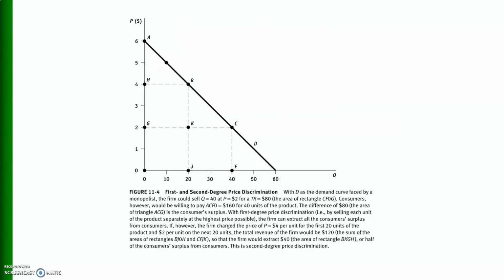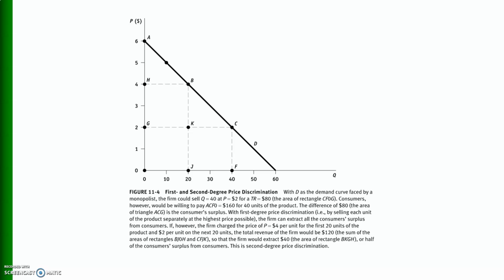Here in this figure, we show first and second degree price discrimination. With D as the demand curve faced by a monopolist firm, the firm could sell a quantity equal to 40 units at price 2 for a total revenue of $80, and that is the area of the rectangle CFOG. The consumer, however, would be willing to pay ACFO, that is $160, for 40 units of the product. The difference of 80 is the area of the triangle, the consumer surplus. With first degree price discrimination, the firm can extract all of the consumer surplus from consumers.